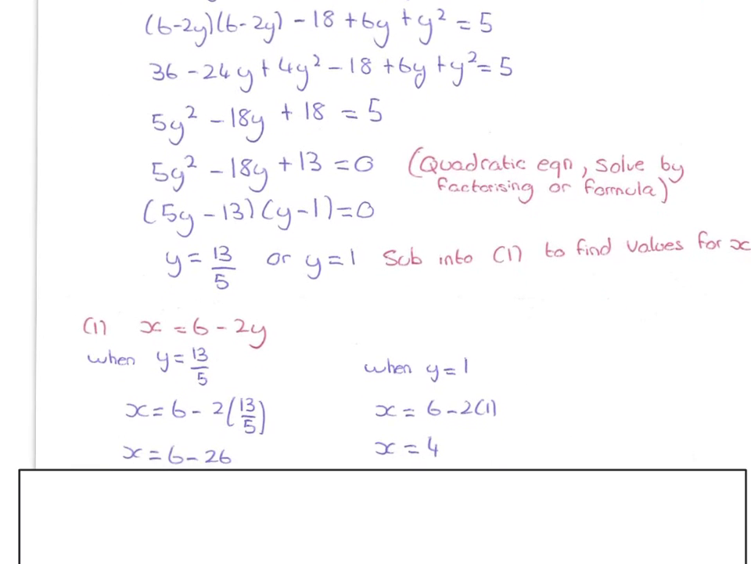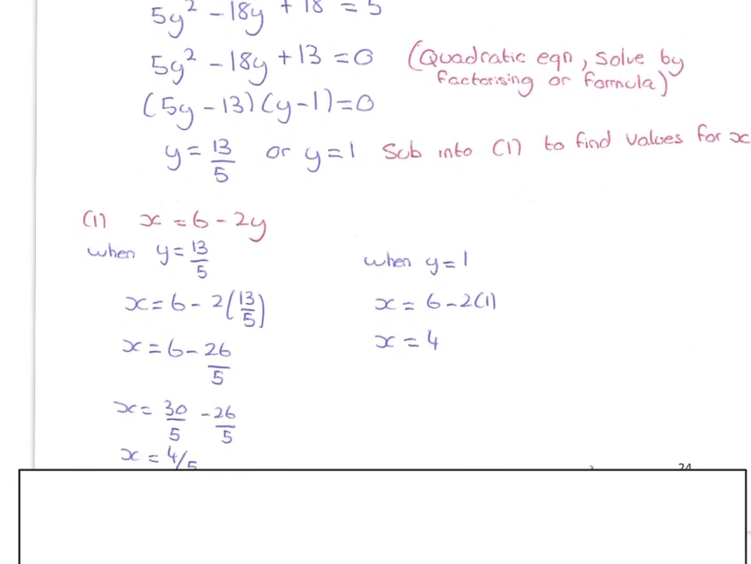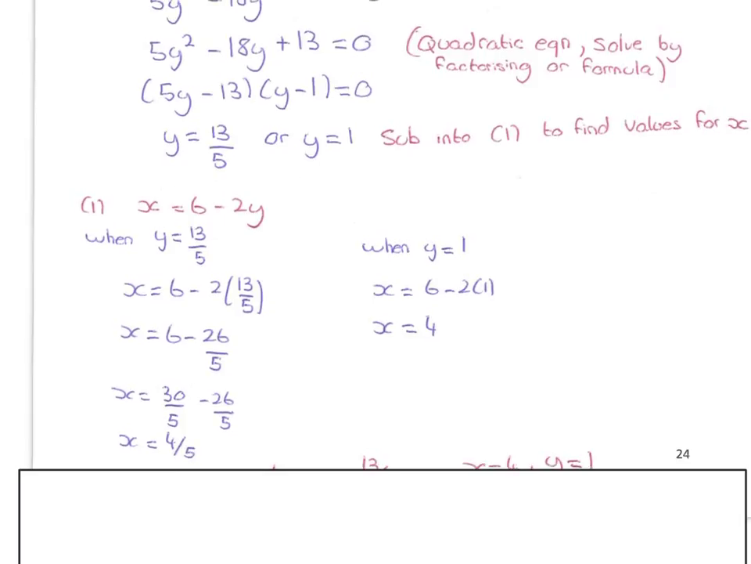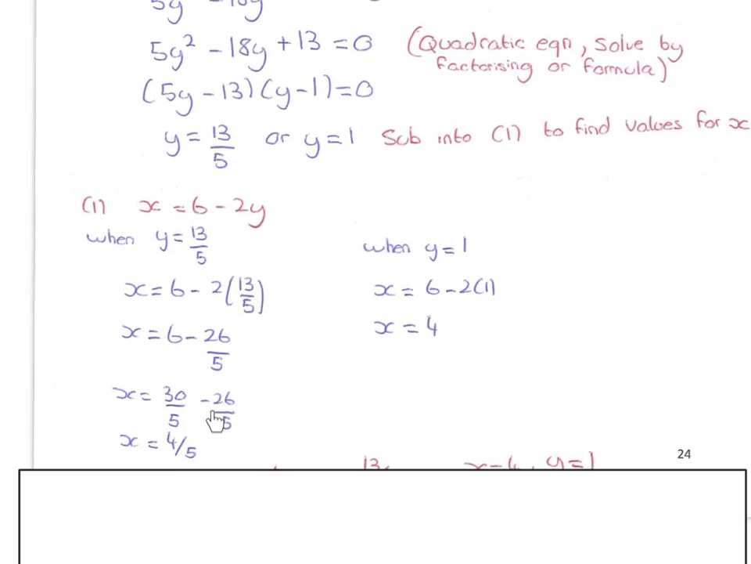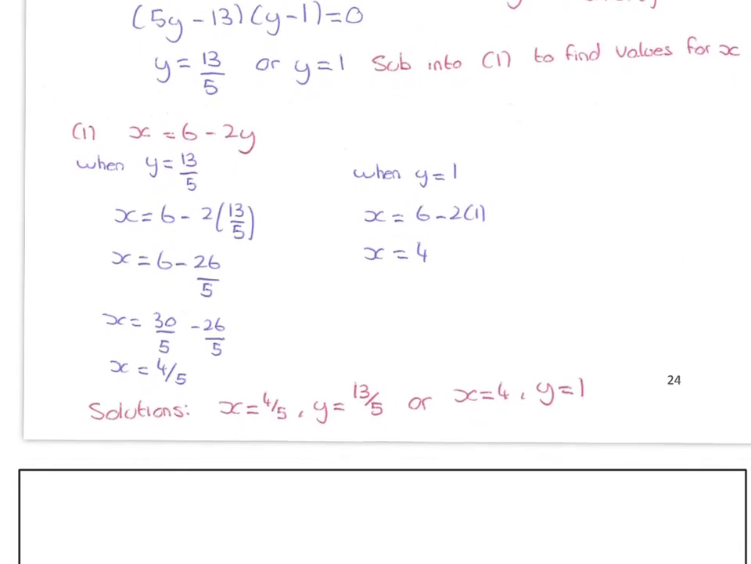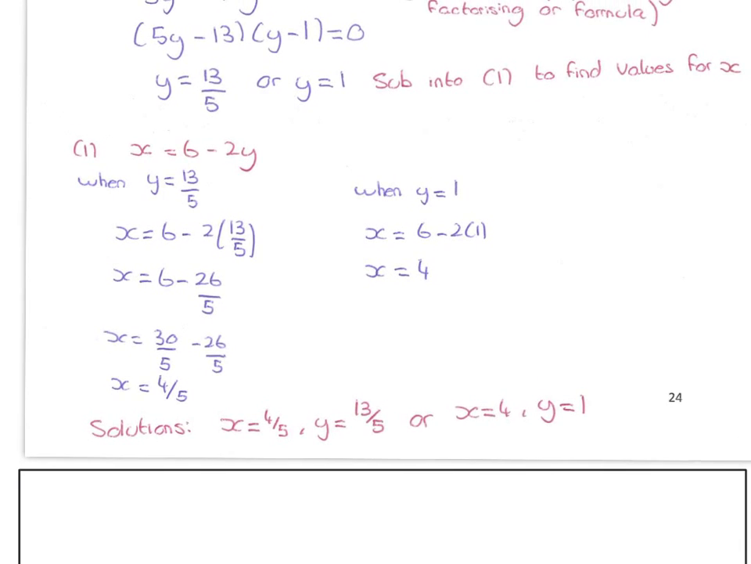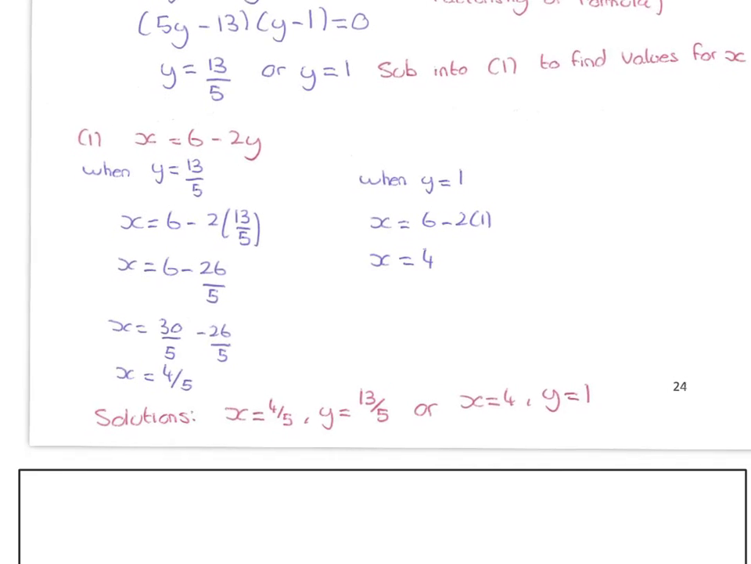So substituting into equation 1, if we substitute in y equals 13 over 5, we end up getting an answer for x of 4/5. And if we substitute in y equals 1, we get an answer of x equals 4. So our final solutions are x is 4/5 and y is 13/5, or x equals 4 and y equals 1.